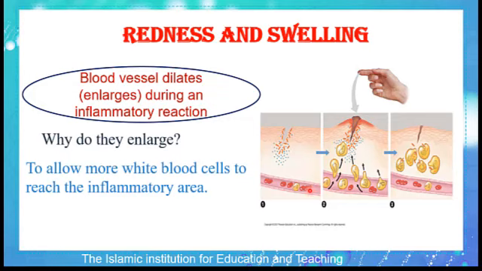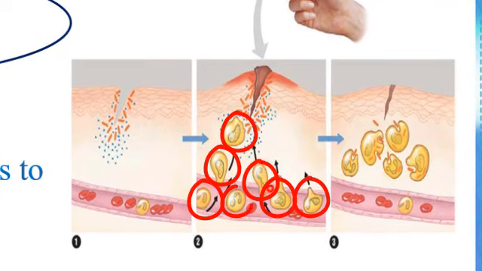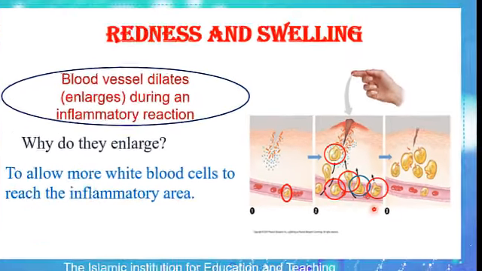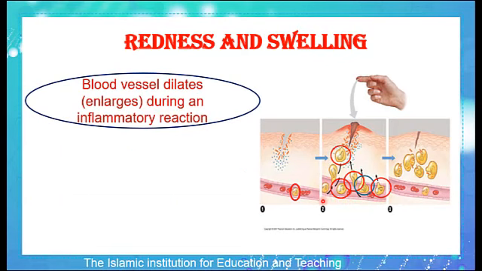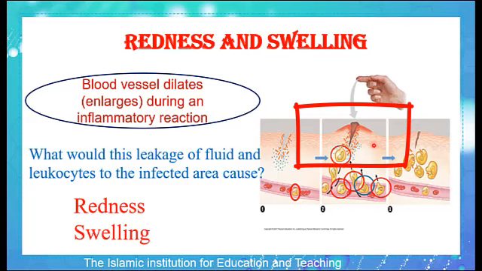From these figures, we can see that this enlargement allows more white blood cells to reach the inflammatory area. As shown here, a leakage of fluid and leukocytes to the infected area occurs. But what does this cause? The leakage causes redness in the infected area and swelling.